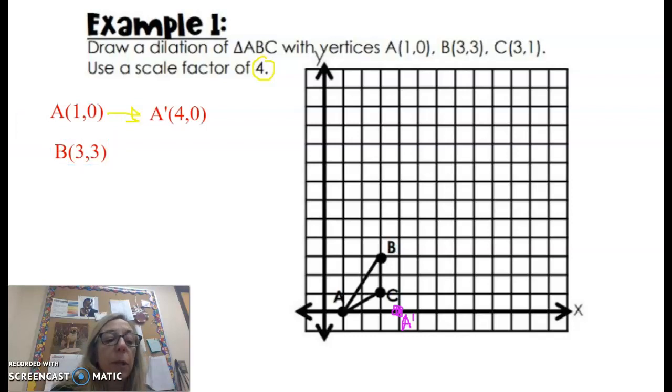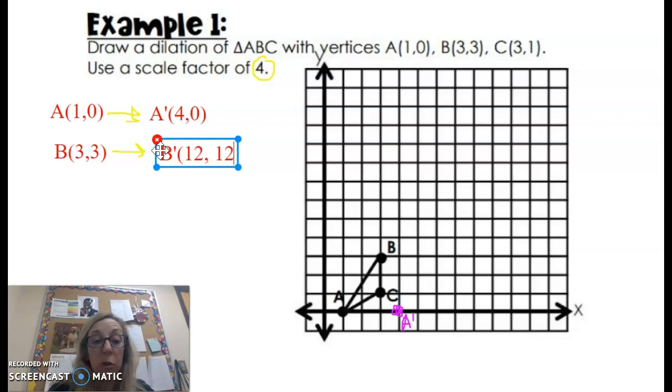So if we go ahead and apply the same rule to get to B prime, we are going to take both the x and the y coordinate and multiply them by 4. So 4 times 3 is 12, and 3 times 4 is 12, because both the x and the y are the value of 3. So my new point will be 12, 12.